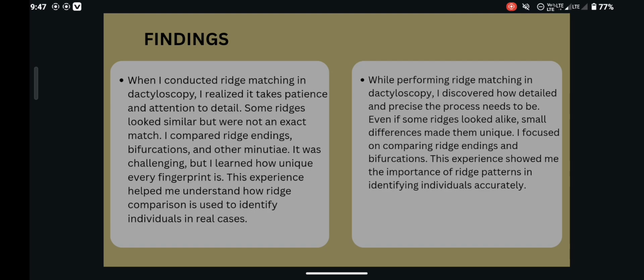And also, while I was performing ridge matching in dactyloscopy, I discovered how detailed and precise the process needs to be. Even if some ridges look alike, small differences make them unique. I focus on comparing ridge endings and bifurcations. This experience showed me the importance of ridge patterns in identifying individuals accurately.